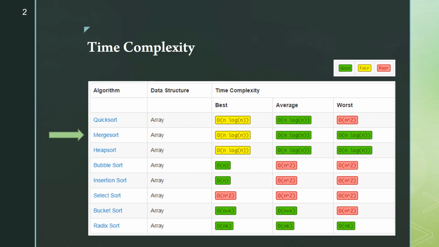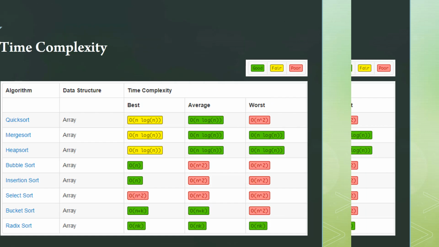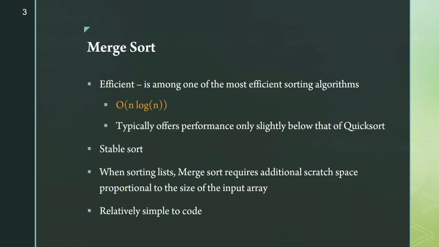We're going to be talking about MergeSort, and as you can see in terms of time complexity, it is one of the most efficient sorting algorithms, enjoying very good time complexity in the worst and average cases. Big O of n log n, typically offering performance only slightly below that of quicksort. It is a stable sort, and when sorting lists, MergeSort requires additional scratch space proportional to the size of the input array. It is also relatively easy to code.